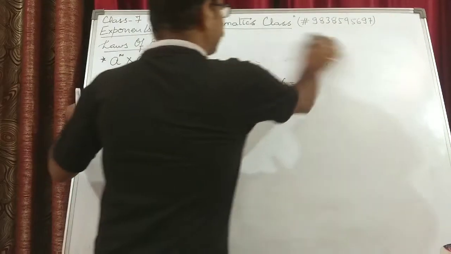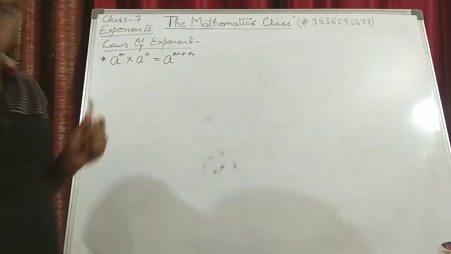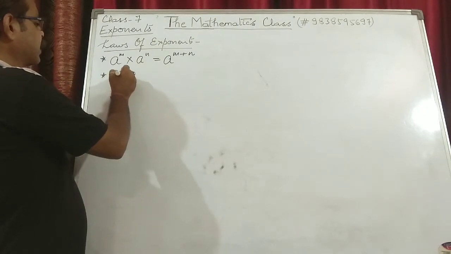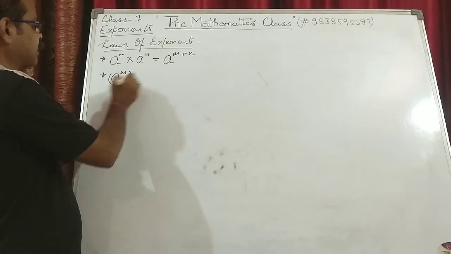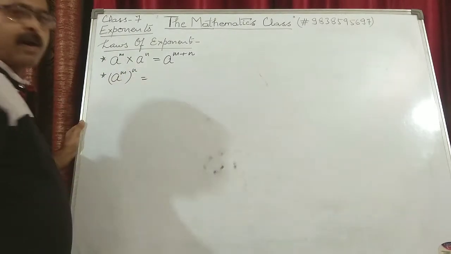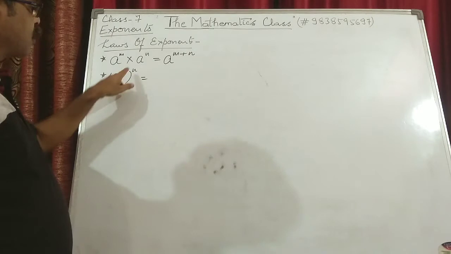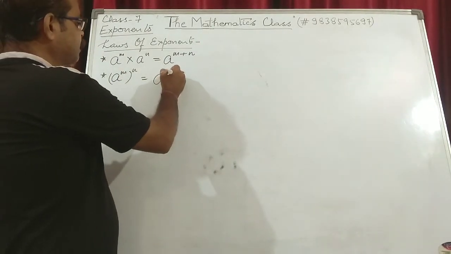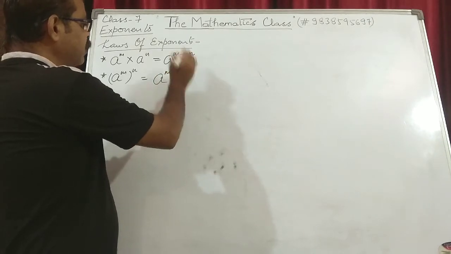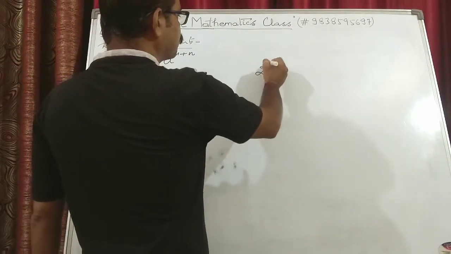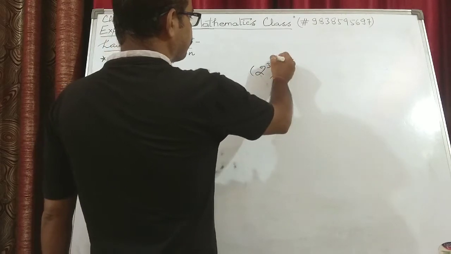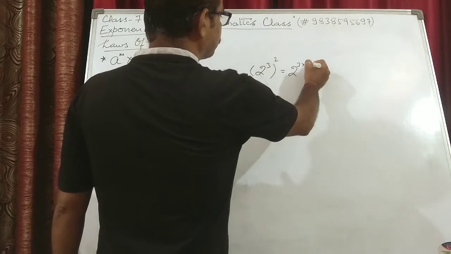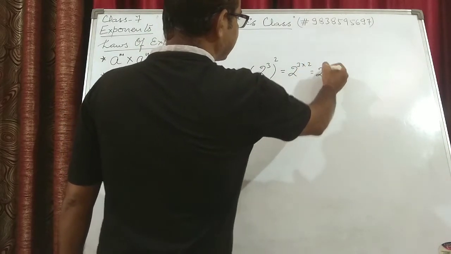Let's take the second law, that is a to the power m whole power n. If there is a power of a power, then what happens? The powers get multiplied. It will become m into n, or mn. Let's say 2 cube whole square. It means 2 to the power 3 into 2, that is 2 to the power 6.